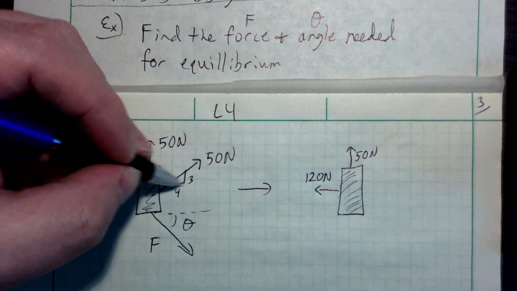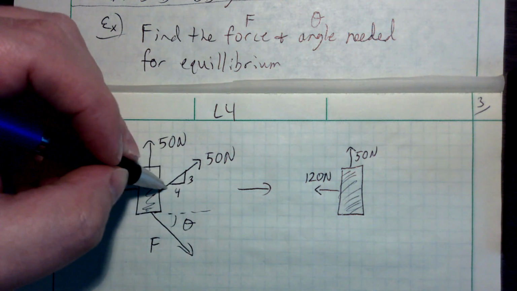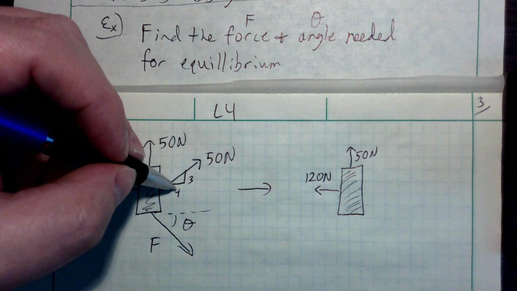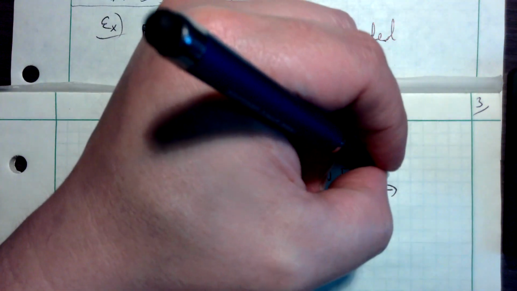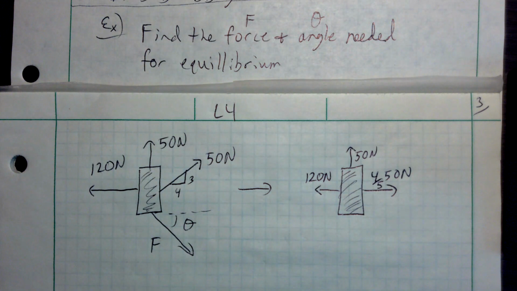So since the 4 leg of this triangle is in the horizontal, or the x direction, that means that the component is going to have 4/5 of the magnitude. So 4/5 of that 50 newtons is going to be in the x direction.